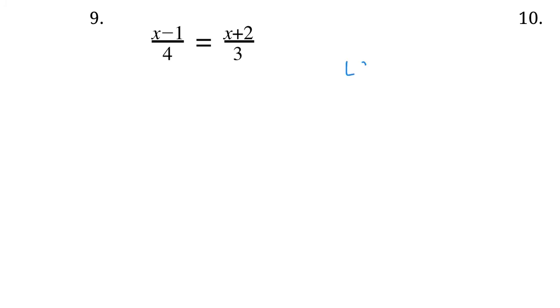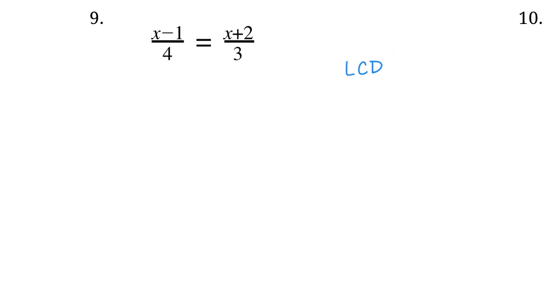So to find the lowest common denominator, we need to look at the multiples of both our denominators, the multiples of 4 and the multiples of 3. We're looking at our multiplication tables. And the lowest common multiple between 4 and 3 is our lowest common denominator.